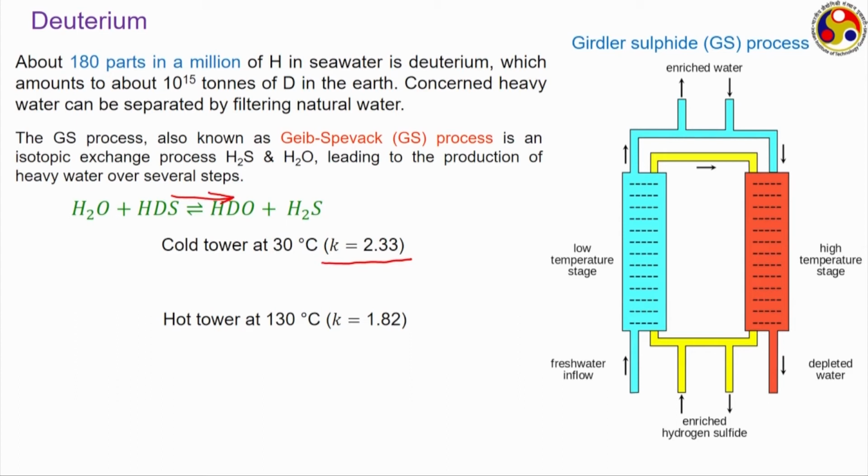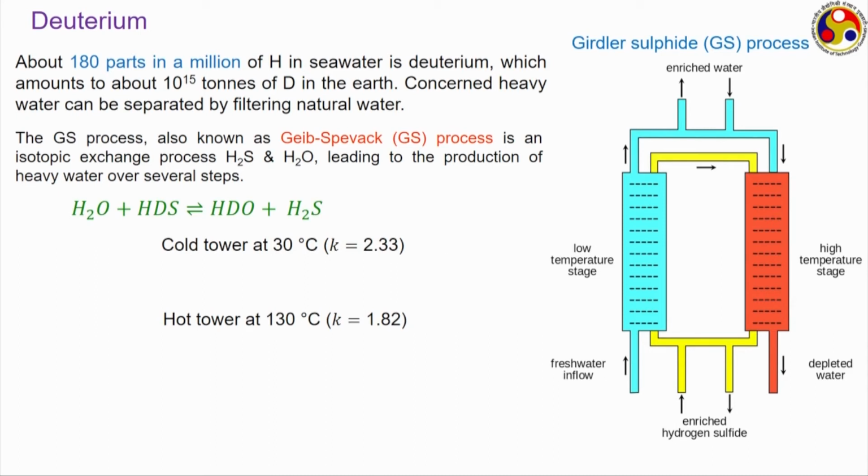Therefore, the deuterium which is bound inside this hydrogen sulfide gets transferred to this H2O. You can see this way, the H2O and HDS exchange one hydrogen and one deuterium with each other, with the hydrogen from here going to this and the deuterium from here going to this, resulting in HDO plus H2S. However, when we go to the hot tower, there the equilibrium constant is lower, facilitating the reverse reaction.